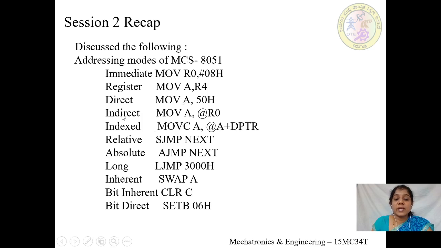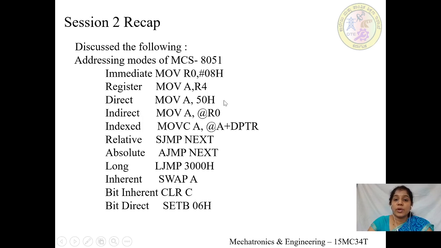Next is indirect addressing mode. In case of indirect addressing mode, the registers will be used as pointers for the memory location where actual data is present. For example, we have taken MOV A, @R0. R0 will have a data that is nothing but the memory location where the actual data that is to be used is present. So these are memory pointers. @ indicates that it is a memory pointer. The pointers can be either R0 or R1 register. So the contents of the memory location pointed by register R0 will be copied into accumulator.